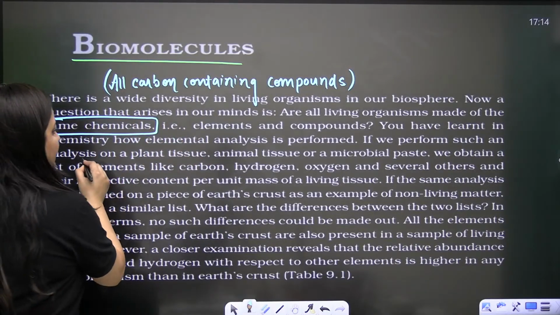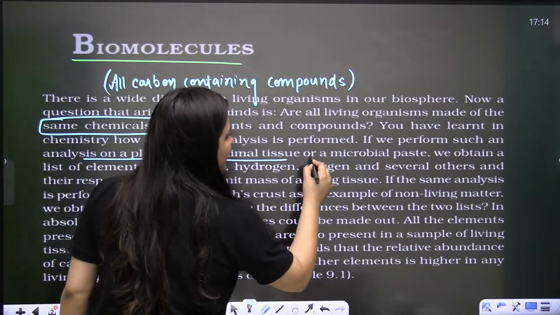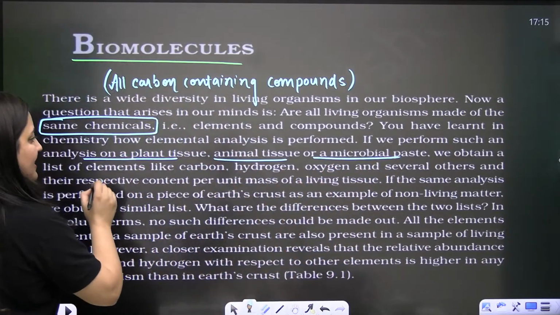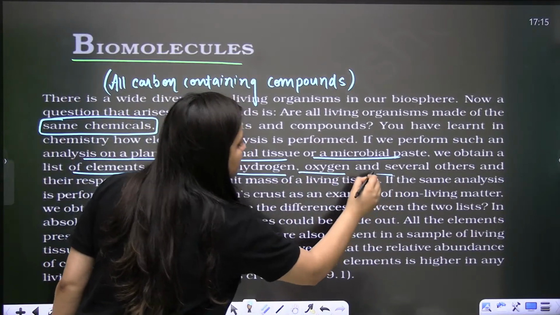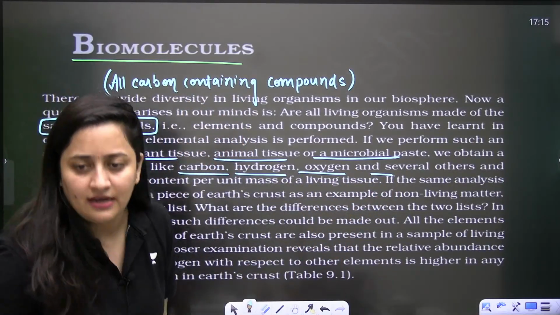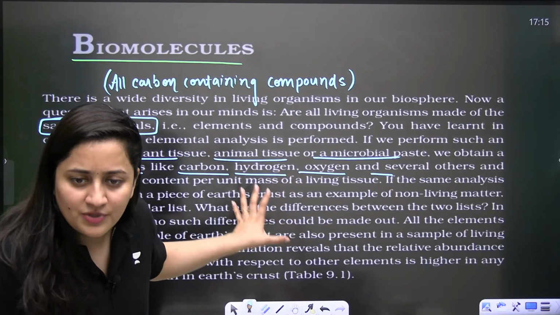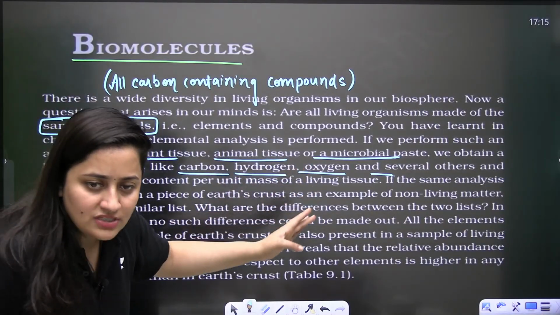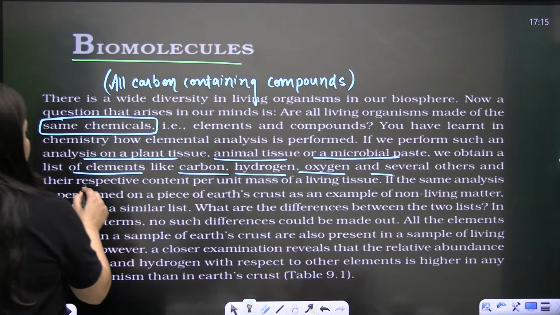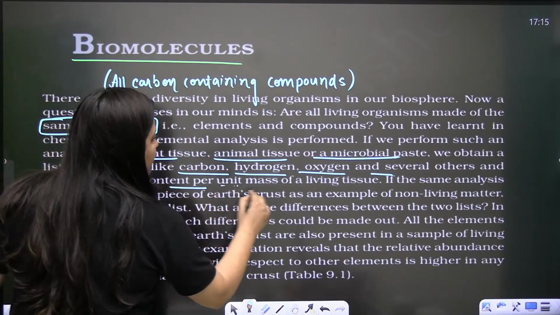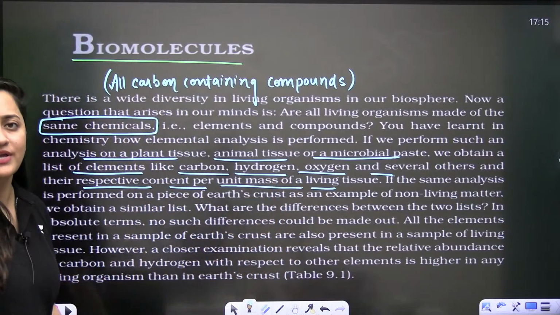As I said, analysis on plant tissue, animal paste, microbial paste will give you the same list of elements like carbon, hydrogen, oxygen, nitrogen and several other elements. And they are present in their respective content per unit mass. This is how we are going to calculate it.